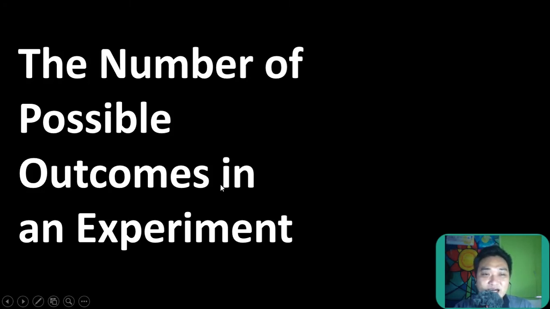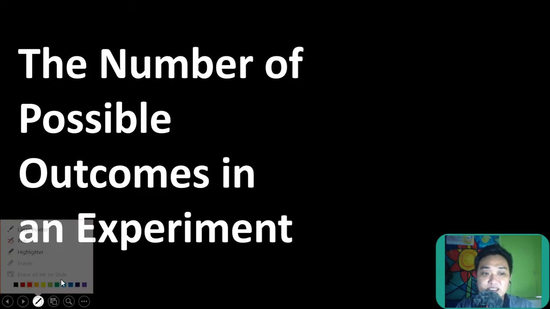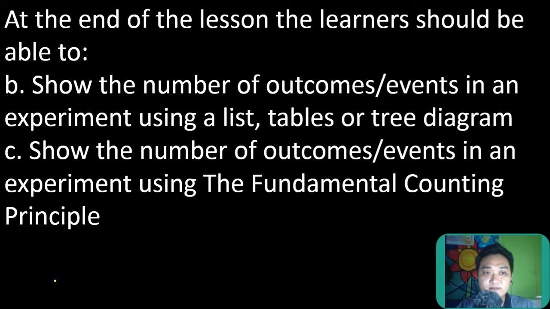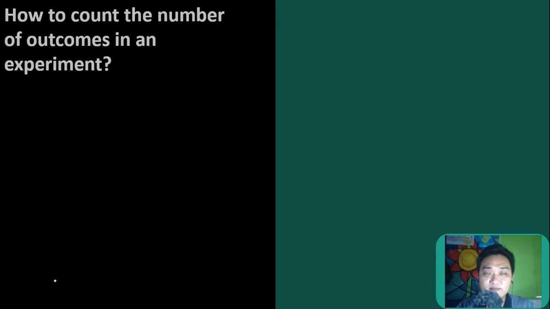For today's video, pag-aaralan naman natin kung paano kunin yung tinatawag na number of possible outcomes in an experiment. Mahalaga kasi na malaman natin yung number of possible outcomes in an experiment kasi ginagamit to in computing the so-called probability. Now, there are lots of ways to determine the number of possible outcomes.